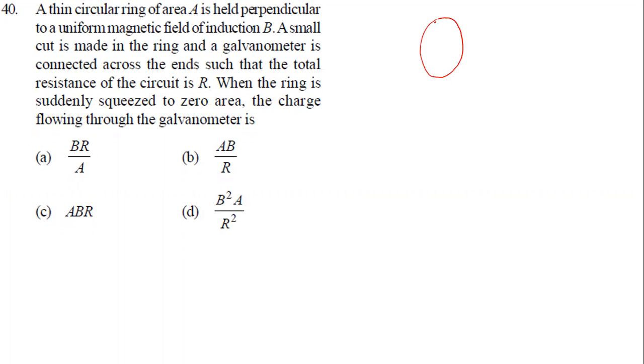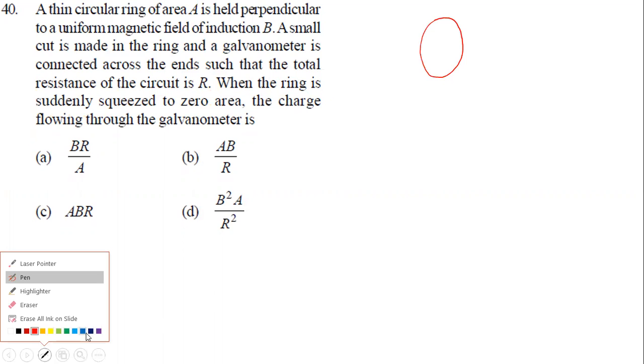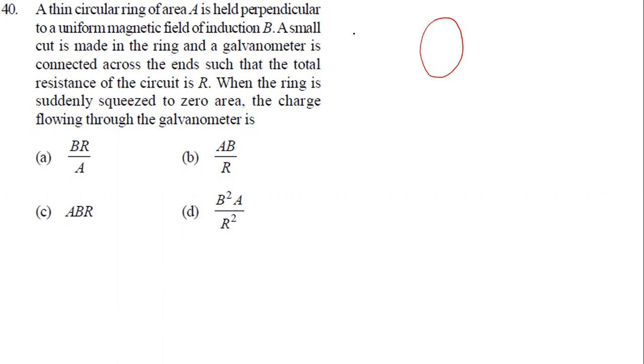This is a coil. So there is a magnetic field in this direction. It has some area A. That's the area of the coil A, and the magnetic field applied is B, with an entire resistance of R. Now, if you suddenly squeeze it, what will happen?